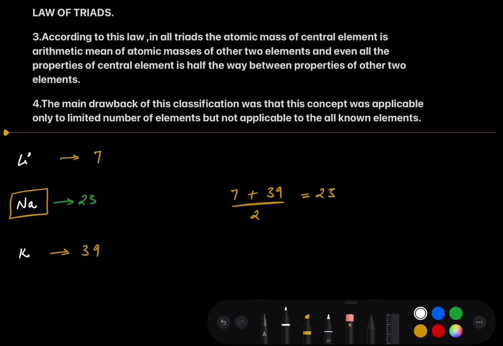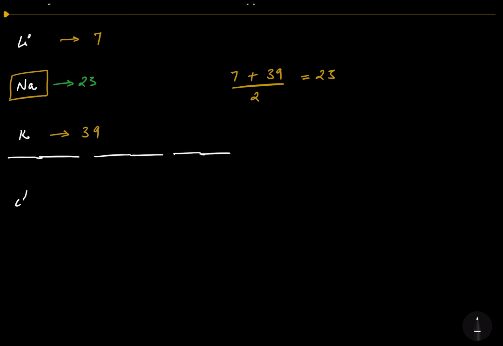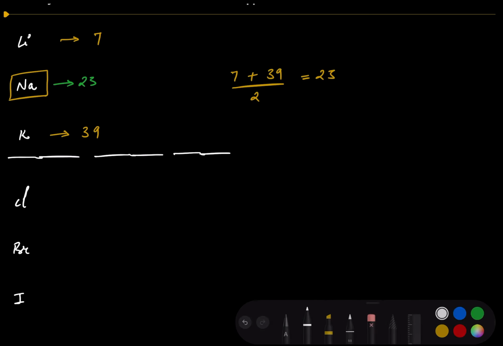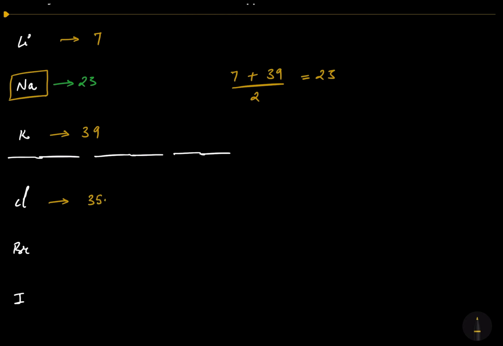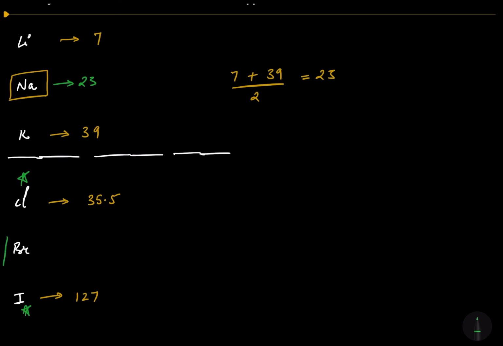Now let's come to another example of triad. Let me take chlorine, bromine and iodine. What's the mass of chlorine over here? The mass of chlorine is 35.5, and what's the mass of iodine? It's 127. We have to evaluate the arithmetic mean of chlorine and iodine to evaluate the atomic mass of the central element, bromine. It comes out to be 35.5 plus 127 divided by 2, and this value comes out to be 81.25. The atomic mass of bromine is actually 80, which is near to about 81.25. So it is nearly equal.